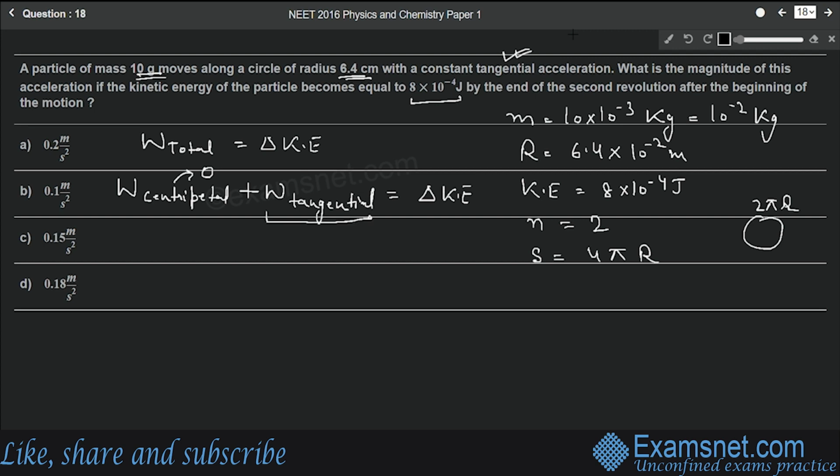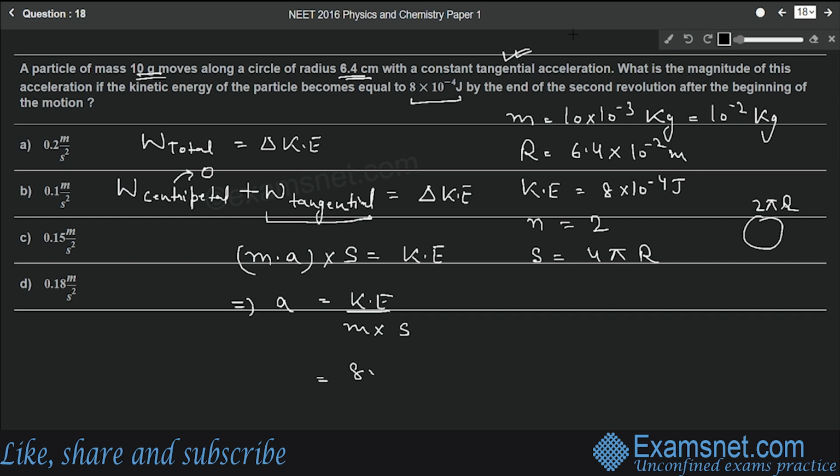Okay, so what is the work done due to tangential force? Force into the total distance traveled. Okay, and force is equal to mass into acceleration, and into the total distance traveled, that will be equal to change in kinetic energy. Okay, so we have to find out the magnitude of acceleration. That will be equal to kinetic energy divided by mass into distance traveled. Okay, so let's put the values.